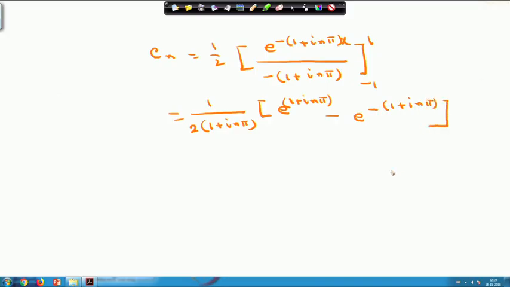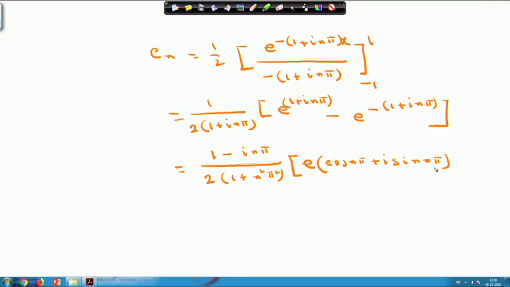So, your C_n, if you evaluate this and further substitute these values, you can break it into this way. I am just doing it for this one: (1 - i n π) by 2 into (1 + n² π²), just multiplying numerator and denominator by (1 - i n π). This will be e into e^(i n π), which you can break as cos n π plus i sin n π, minus similarly e^(-1) into cos n π minus i sin n π.